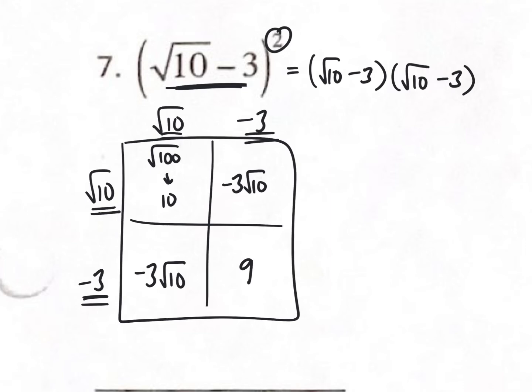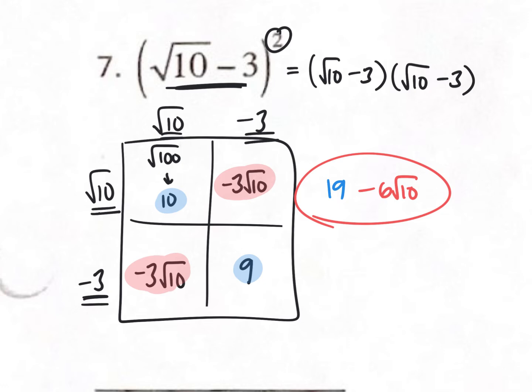Okay, now I can go ahead and combine my like terms here. I've got 10 plus 9, that's going to give me 19. And then I have my negative 3 square root of 10 and negative 3 square root of 10. They don't cancel out, but I add them together to give me negative 6 square root of 10 for your final answer.